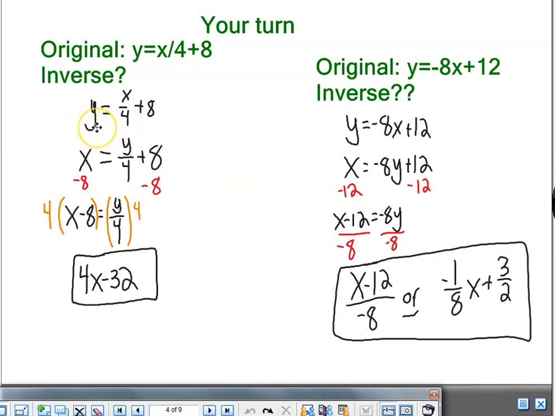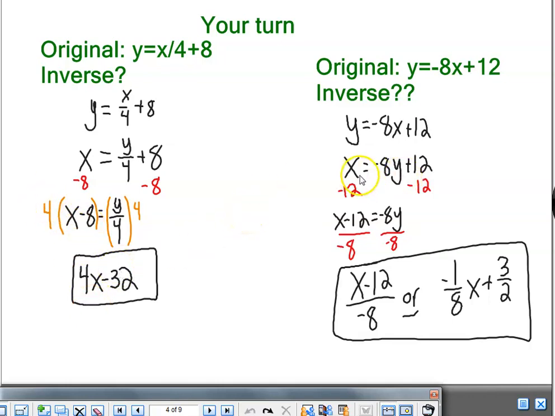First off, in both problems, you switch x and y. Instead of writing a y, write an x. Instead of writing an x, write a y. Now, in the problem on the left here, how do I get y by itself? Subtract 8. I get x minus 8 equals y over 4. How to get y by itself? Multiply by 4. 4 times x, 4x. 4 times negative 8, negative 32.